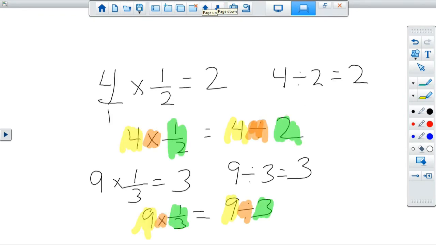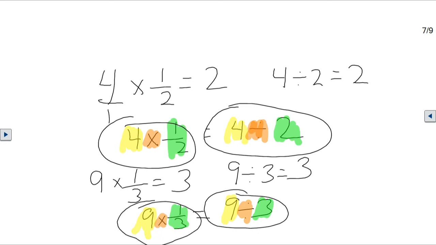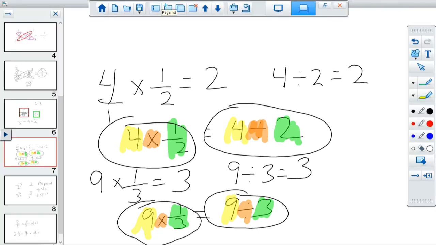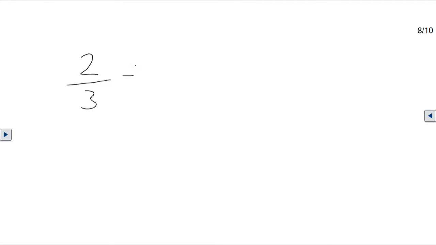So if we go back to that page where we're looking at the relationship between multiplication and division, what we can see is that when we divide a number, we can get the same result by multiplying by its reciprocal. Dividing by 2, I can get the same result as multiplying by a half. Dividing by 3, I can get the same result as multiplying by a third. So I can apply that then to multiplication and division of fractions. Let's say I had 2/3 and I wanted to divide by 3/4.